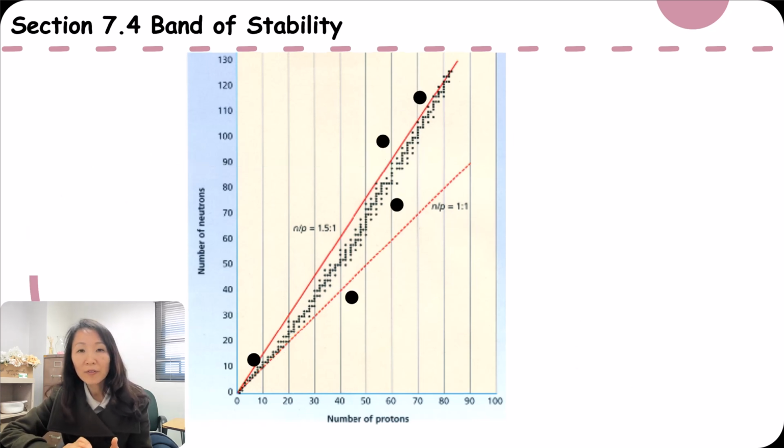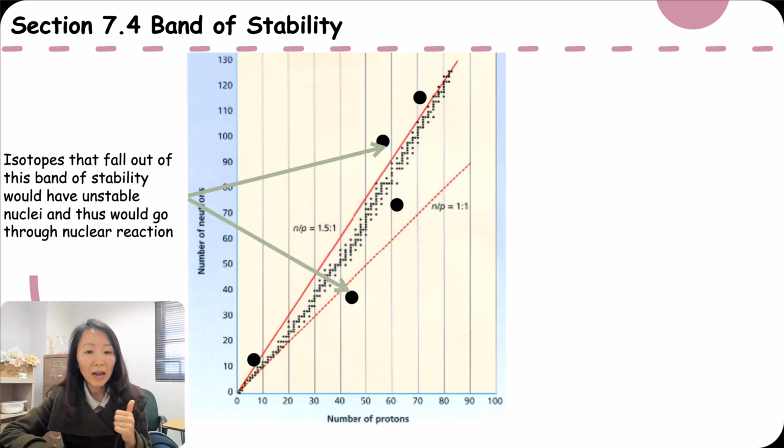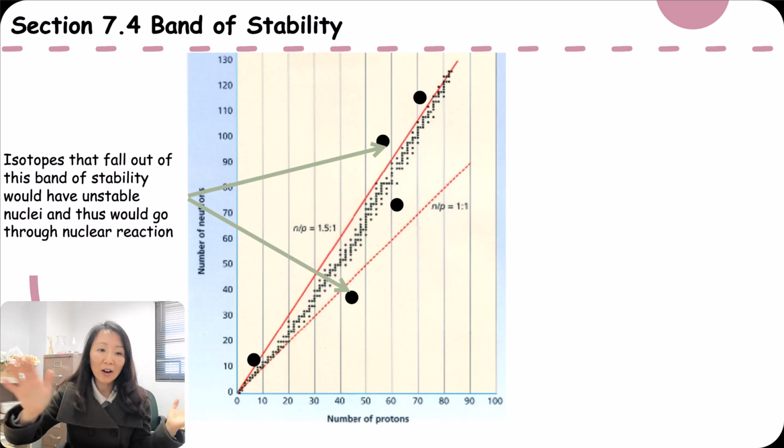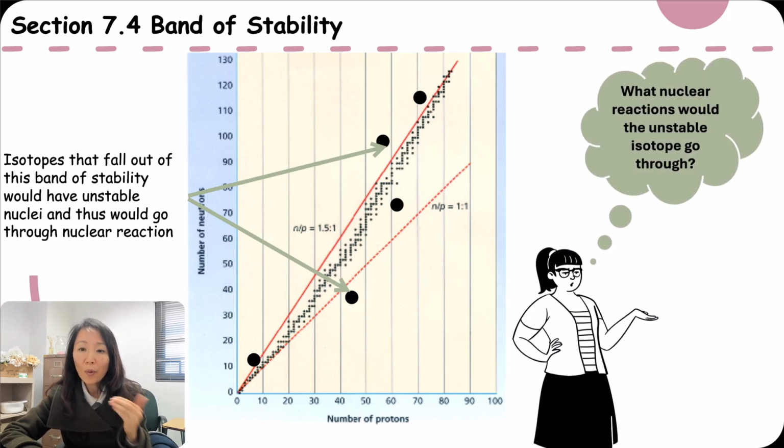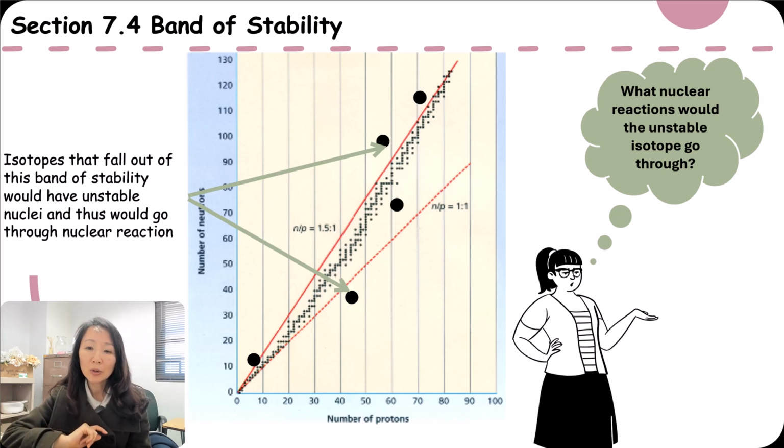Now, what if it falls outside of that? There are plenty of isotopes that fall outside of the band of stability. There might be under here, there might be here, and so on and so forth. Well, isotopes that go out of the band of stability would be considered unstable, and they would have to go through a nuclear reaction in order to achieve stability. And what nuclear reaction would the unstable isotope go through?